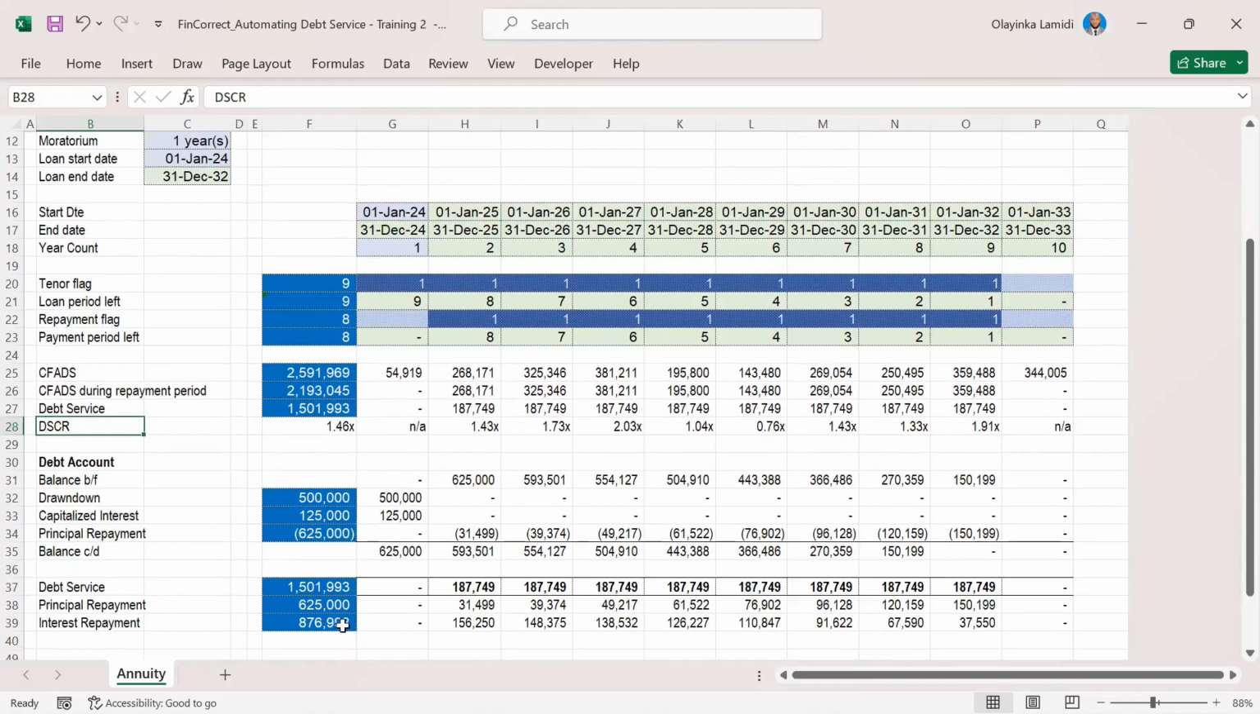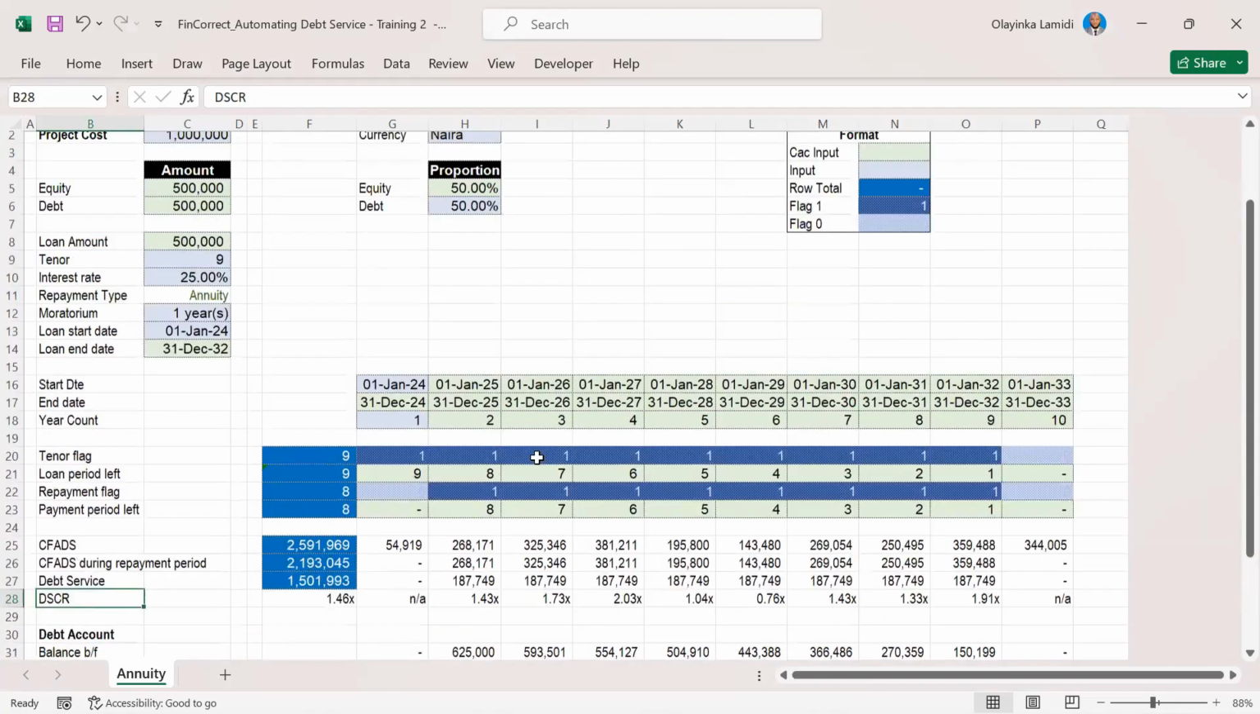I told you in a previous video that the addition of our principal repayment amount and the interest repayment amount is actually our debt service. So your debt service is the principal amount that has to be paid plus the interest amount that has to be paid. Now let's go back to sculpting.